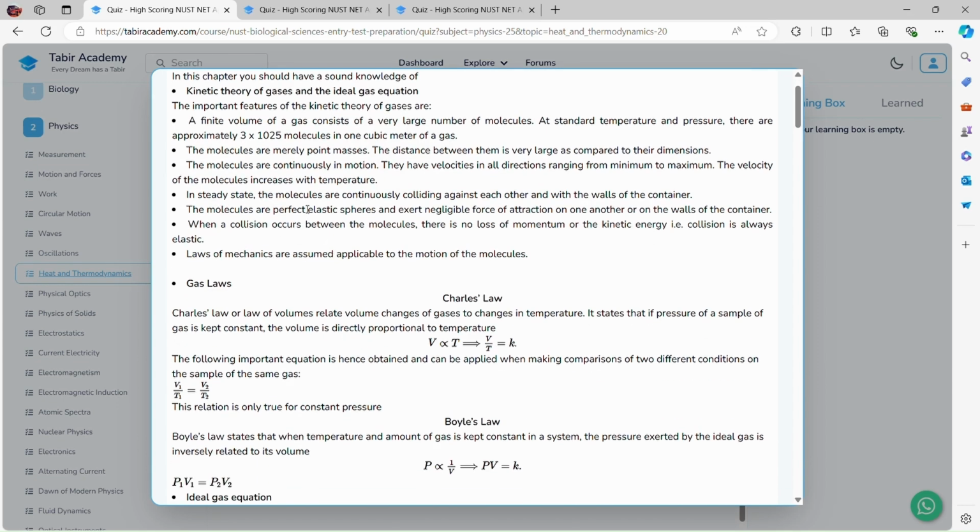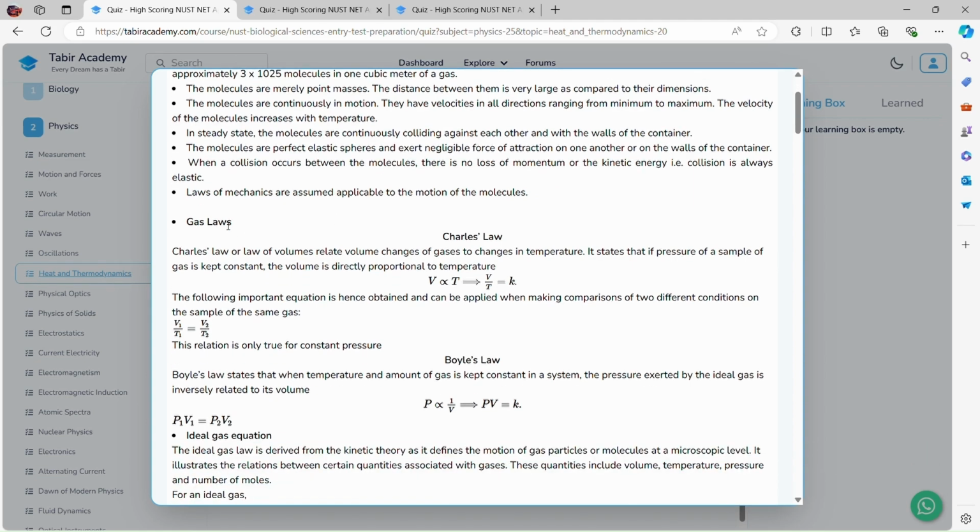In steady state, the molecules are continuously colliding against each other and with the walls of the container. The molecules are perfectly elastic spheres and exert negligible force of attraction on one another or on the walls of the container. When collision occurs between the molecules, there is no loss of momentum or kinetic energy. Collision is always elastic basically. Laws of mechanics are assumed applicable to the motion of the molecules.